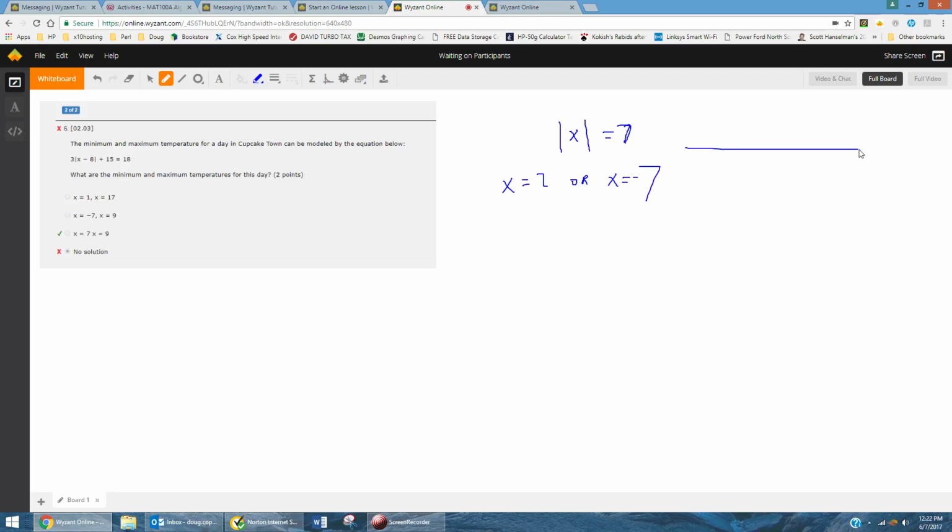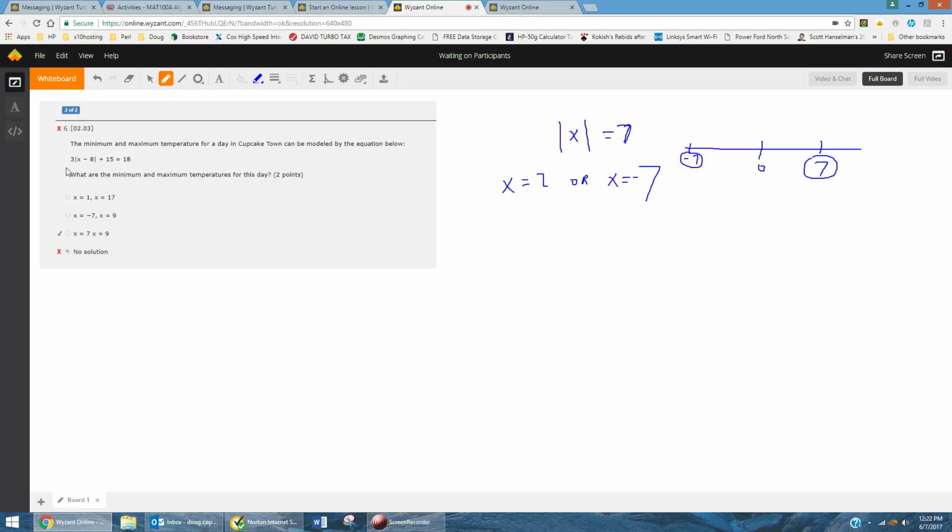If I'm on a number line, and here's 0, here's 7, and here's -7, these are the two numbers that are 7 units away from 0. That's what we mean by absolute value. How far is the number from 0? Well, both of these numbers are 7 units away from 0.